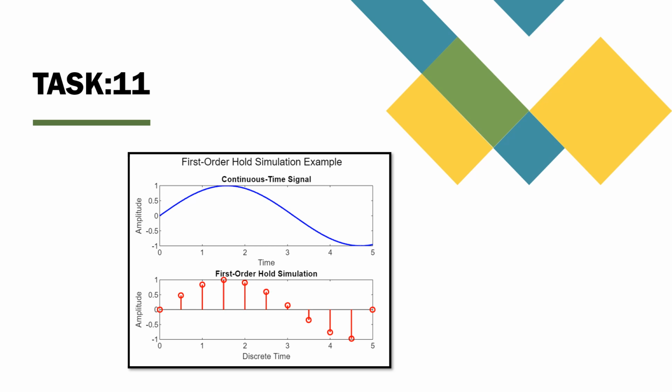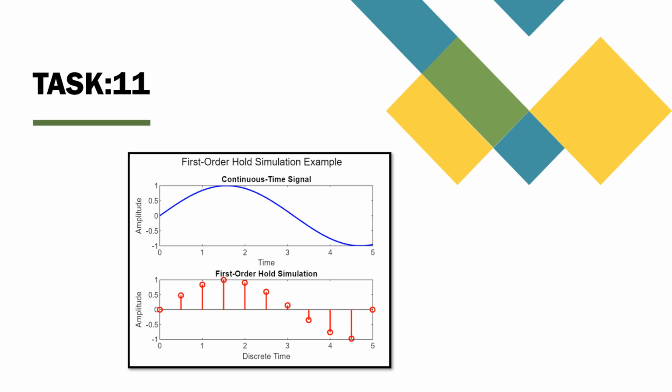Now, for the first order hold, it linearly interpolates between consecutive samples of the continuous time signal. It results in a piecewise linear discrete time signal. It is slightly more computationally complex than zero order hold. It tends to produce a smoother output as compared to the zero order hold. It has a frequency response proportional to the sinc squared function, suppressing high frequency components more effectively.